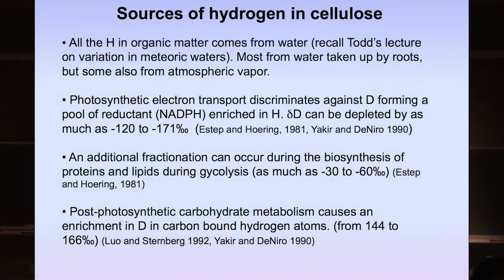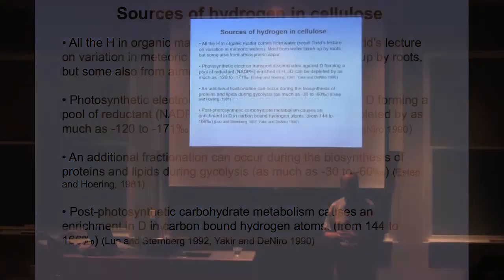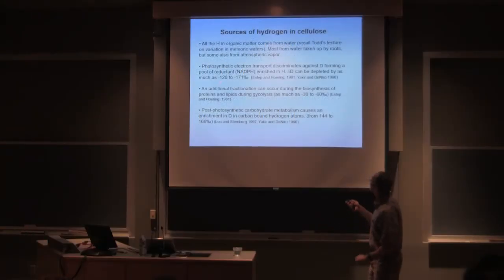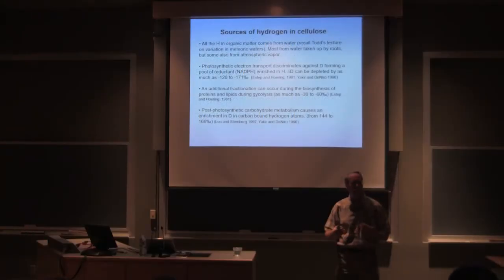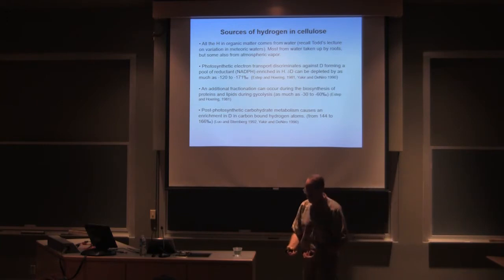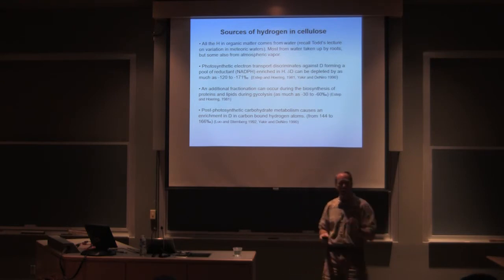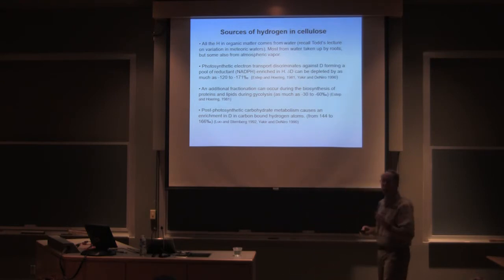So what are the sources of water isotopes in tree rings? Well, all the hydrogen in organic matter comes from water. There's no other source. And all of that comes from basically meteoric water, however that comes, as in Gabe and Jim's talks: rainfall, a water table, fog. There are all kinds of sources of water, but that's where it's coming from. Now, what happens to it?